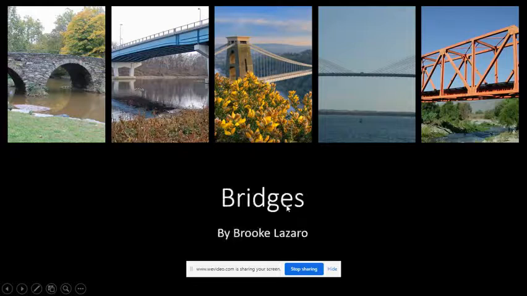For my project, I chose to do bridges. There are many types of bridges, but I chose to research the 5 common ones: the arch bridge, the beam bridge, the suspension bridge, the cable stay bridge, and the truss bridge.